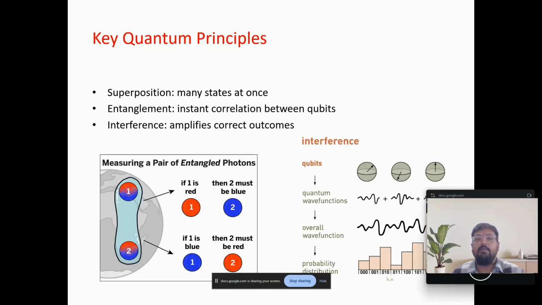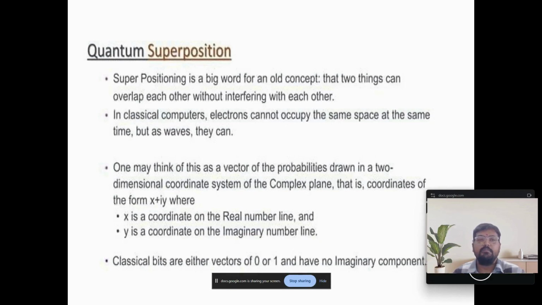So interference amplifies the correct outputs. Now, quantum superposition. Superposition is a word from an old concept where two things can overlap each other without interfering with each other. In classical computers, electrons cannot occupy the same space at the same time, but a wave can be in two spaces at the same time.